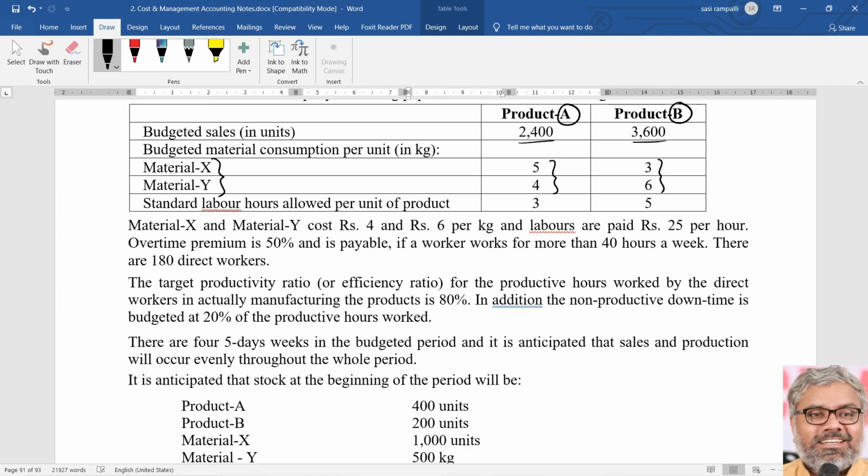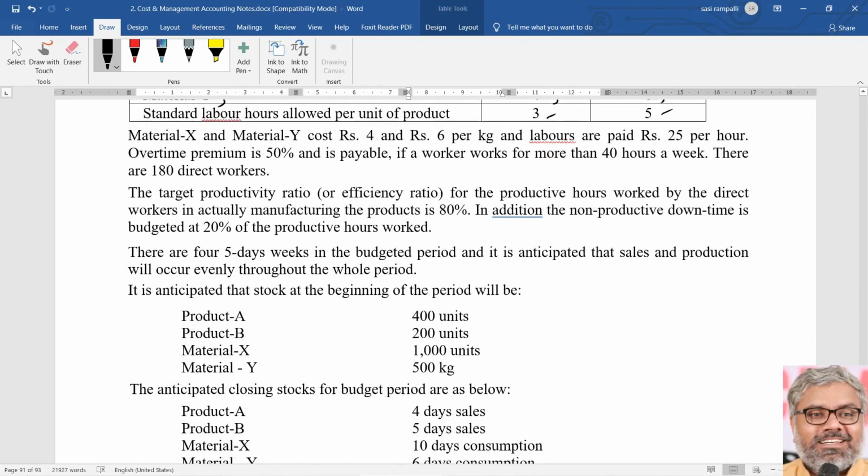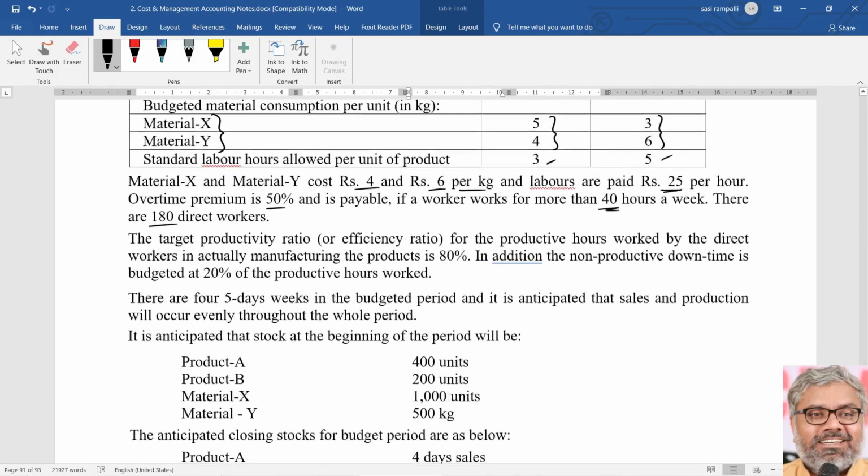Standard labor hours allowed per unit of product, number of hours that is. So product A takes 3 hours, B takes 5 hours per unit. Then also the costs of material X and Y are given: 4 rupees and 6 rupees per kg, and the laborers are paid at the rate of 25 rupees per hour. Overtime premium of 50% is also payable if a worker works for more than 40 hours in a week. And there are 180 direct workers. This is data given about the organization Concord Limited.